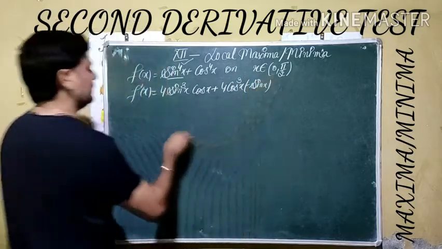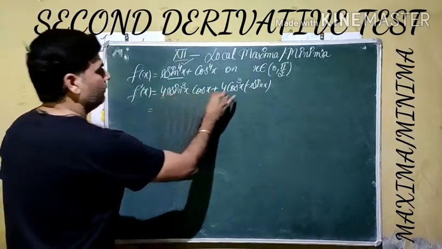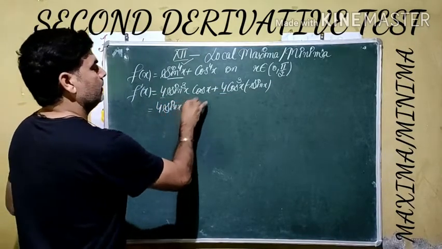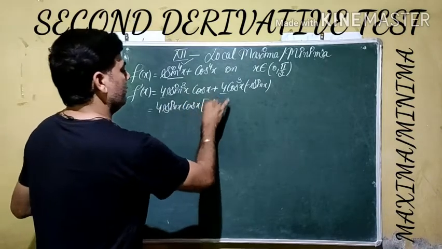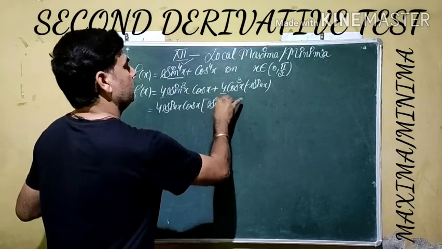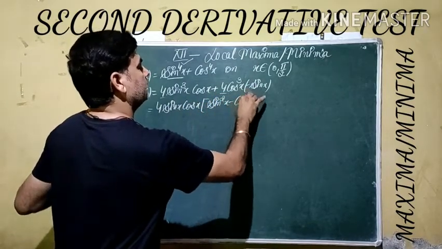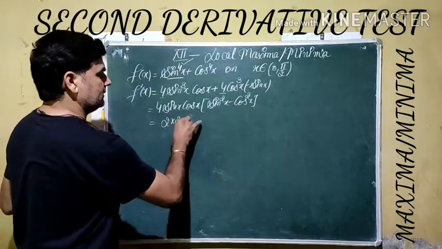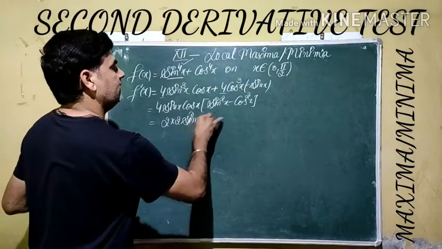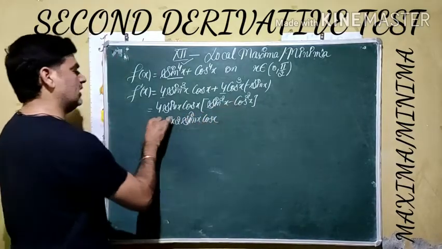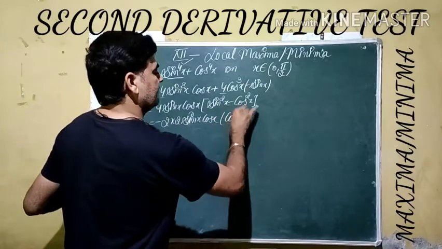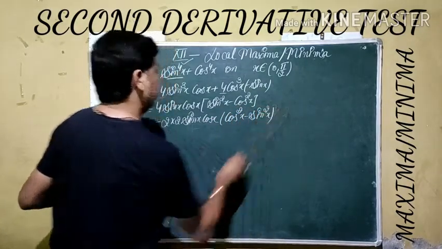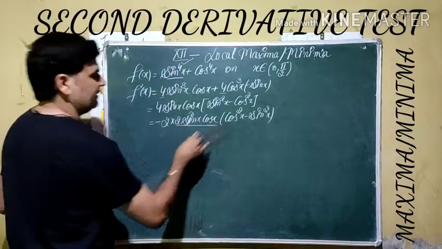First of all, we take common factors to simplify. 4 is common, sin x is common, cos x is common. We get finally sin square x minus cos square x. It can be written as 2 multiplied by 2 sin x cos x. If we take minus common outside, it becomes cos square x minus sin square x. Now by the use of identities, 2 sin theta cos theta means sin 2 theta.